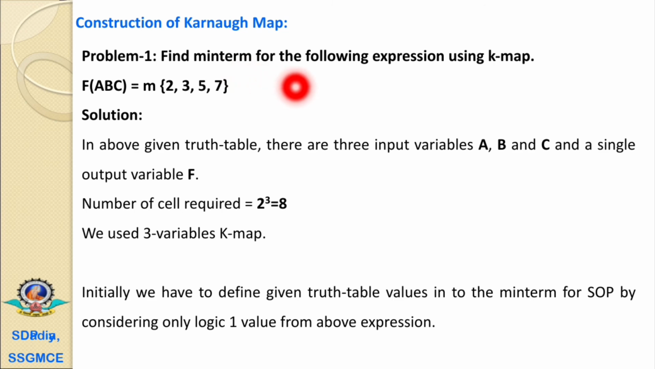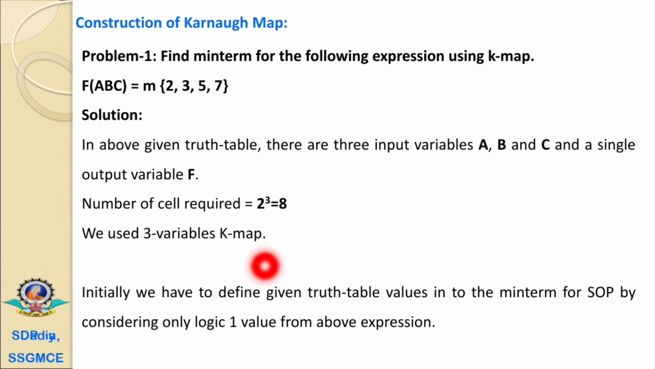Find the min term for the following expression using the K-map. The function is given for three variables A, B, C, and the min terms are given as 2, 3, 5, 7. In the solution, we have to write down the theory first: in the above given table there are three input variables A, B and C and a single output variable capital F. Therefore, the number of cells required is 2 raised to power 3, that is equal to 8. That means we have to use the three variables K-map.